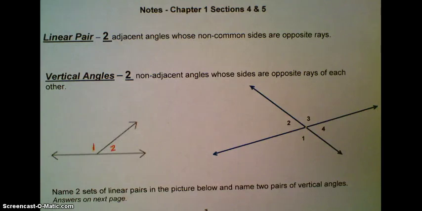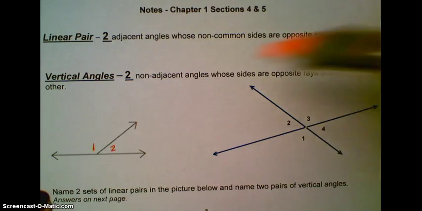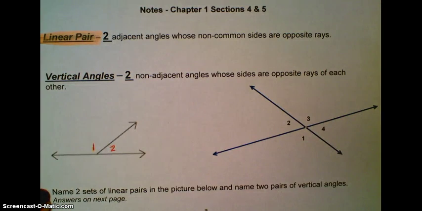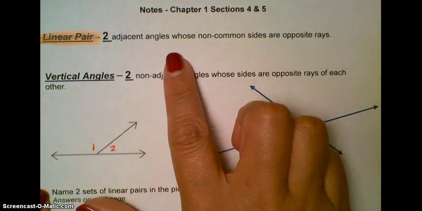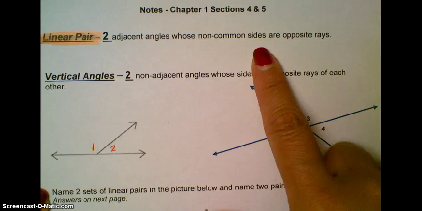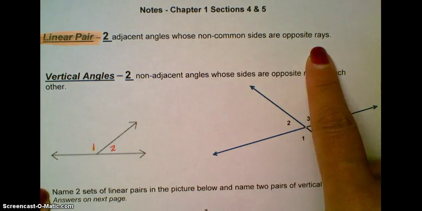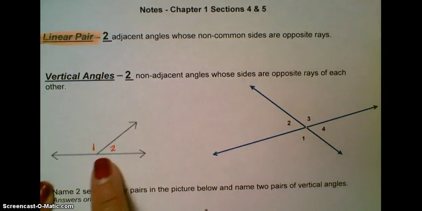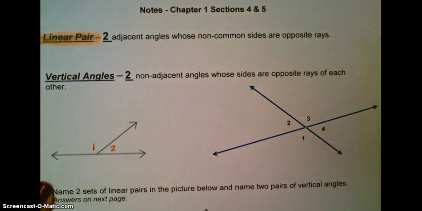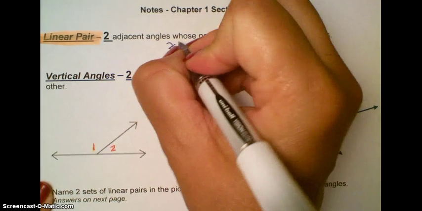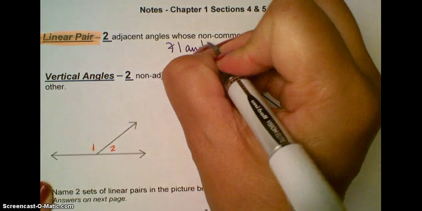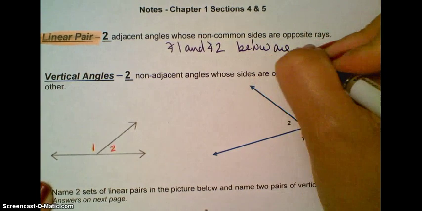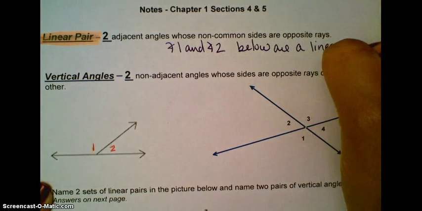Okay, on this page we have our next special pair. That's a linear pair. And linear pairs are two adjacent angles whose non-common sides are opposite rays. Okay, so take a look at this picture right here. These two angles, angle 1 and angle 2, those are both a linear pair.